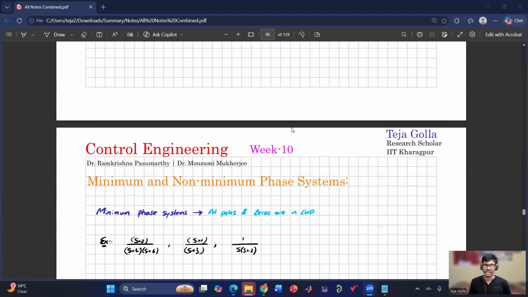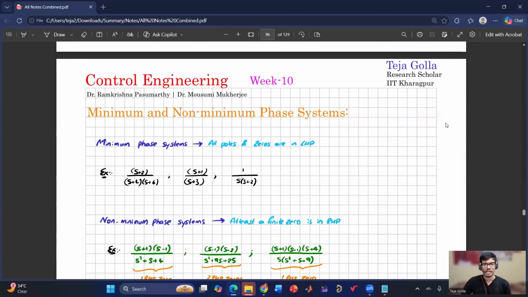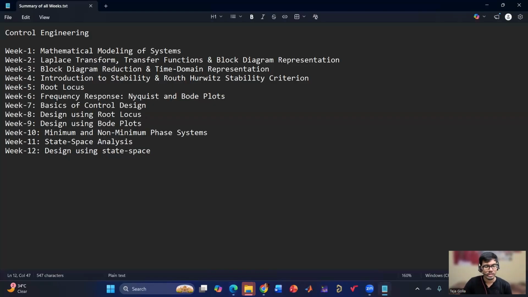So that's all about week 9, which was about design, and again I feel that was an interesting week. People were also interactive. If you have any doubts, you can always go through the lecture. If you do not have any questions, I'll move to week 10. Yes, sir. Okay. So week 10 is about minimum and non-minimum phase systems.